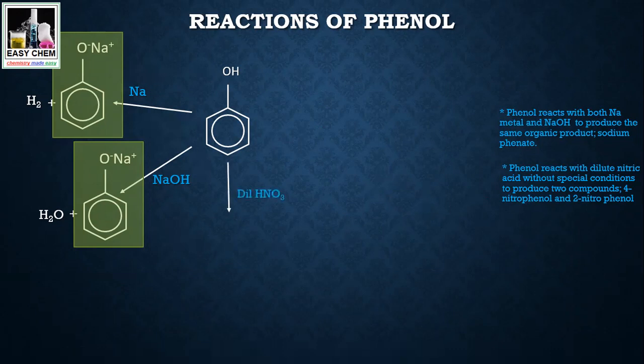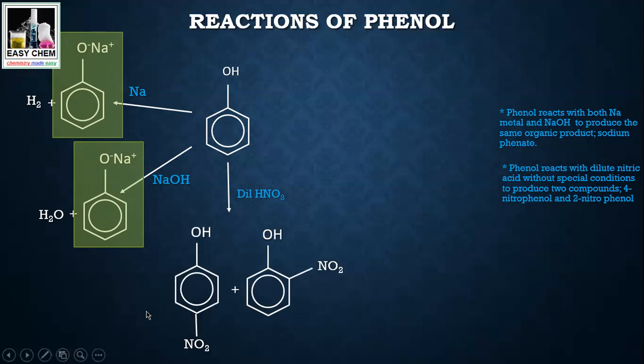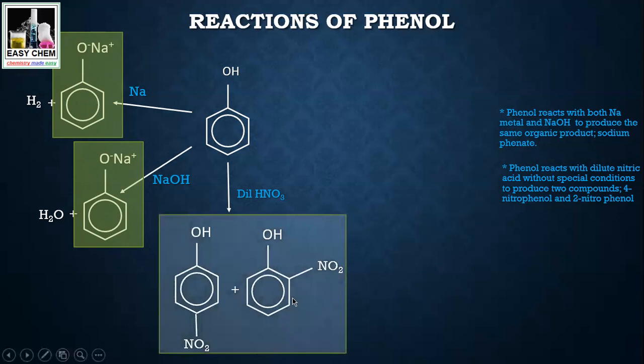In one product, the second place has reacted, and in the other product, the fourth carbon has reacted. You can see NO2 has been added to the fourth carbon over here and second carbon over here. The first compound is 4-nitrophenol, and the second compound shown here is 2-nitrophenol. This is how you get two compounds when you add dilute nitric acid.